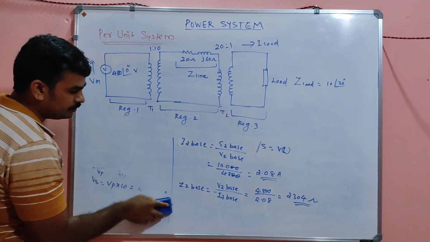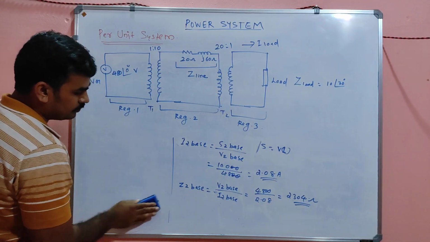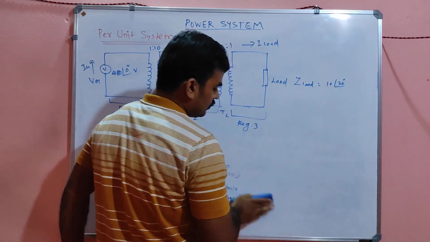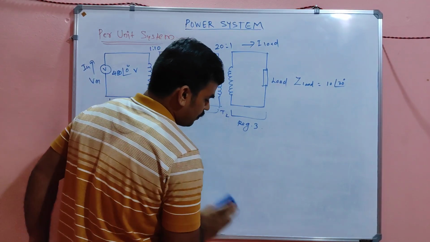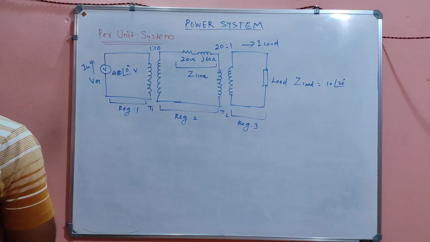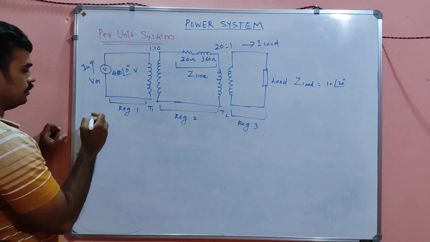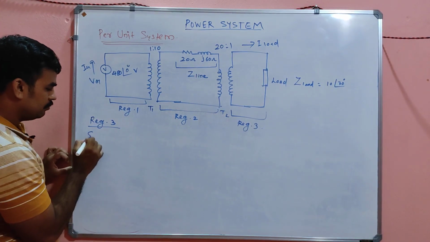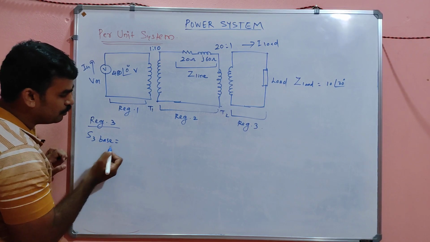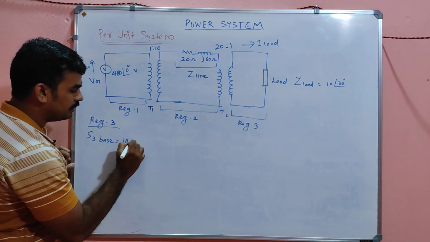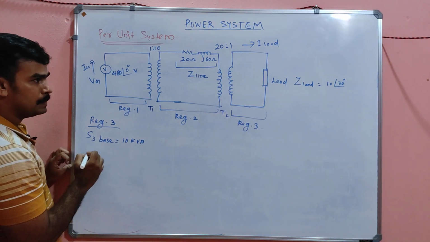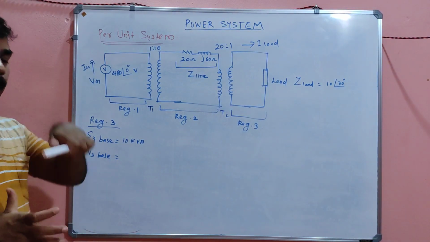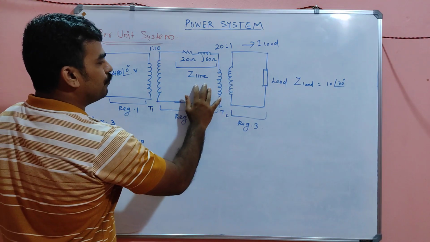Next, region 3. So what about region 3, my dear? Here also you have to calculate S3 base. I already told you the base power will not be changed. So it will be 10 kVA itself, no change. And V3 base, let's talk about V3 base. What will be V3 base, my dear? Here the voltage is 4800 volt.